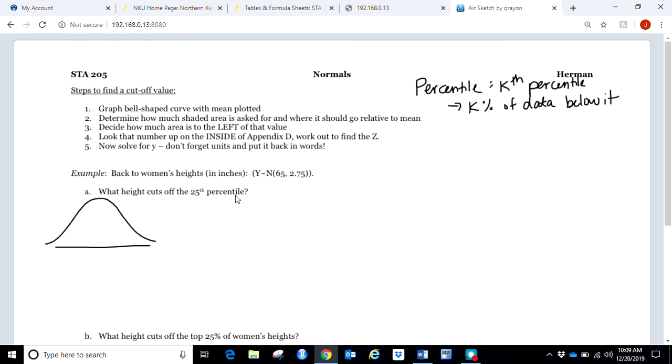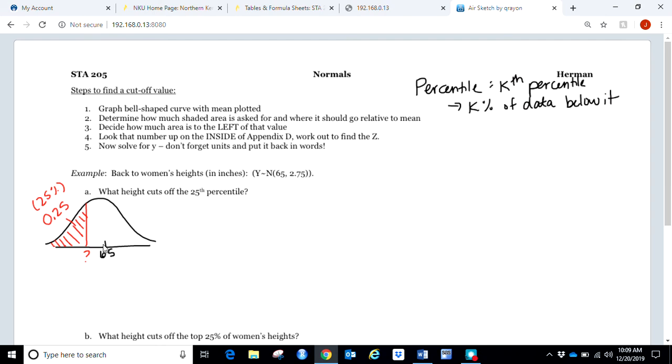So I'm working with women's heights, which I know has a mean of 65 inches. And 65 actually corresponds to a pretty important percentile. It would be the 50th percentile, since 50% of the data is below it. So what that means for me is the 25th percentile is going to have to be somewhere smaller than that 65, since 65 is our 50th percentile. So I'm going to want this shaded area to be 25%, or in decimal form 0.25, and our goal is to find this height along the bottom.